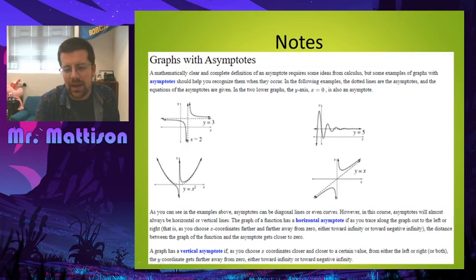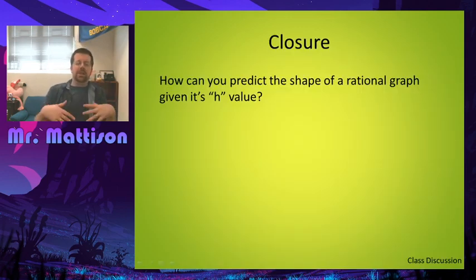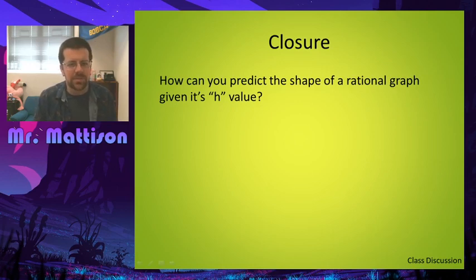Okay, so for our closure, just on your own, how can you predict the shape of a graph if you know that h value for a rational function? Think about that for a second. Now, if I were to give you the function 1 over x minus 20, what would that look like? Well, it would be that same kind of corner-looking graph, but the vertical asymptote would be at x equals positive 20. If you're able to do that, and that makes pretty good sense, you're exactly where you need to be right now. So feeling pretty good.